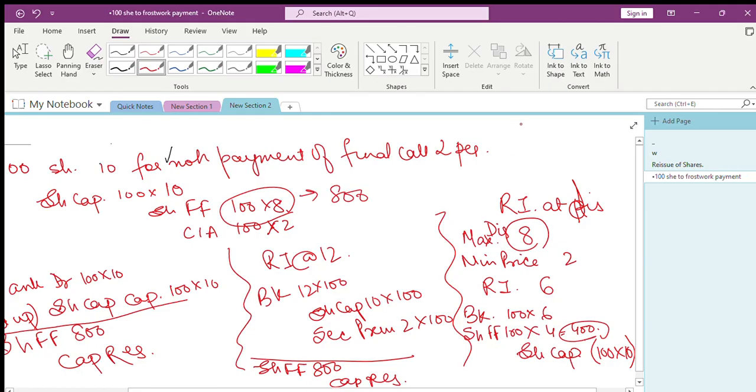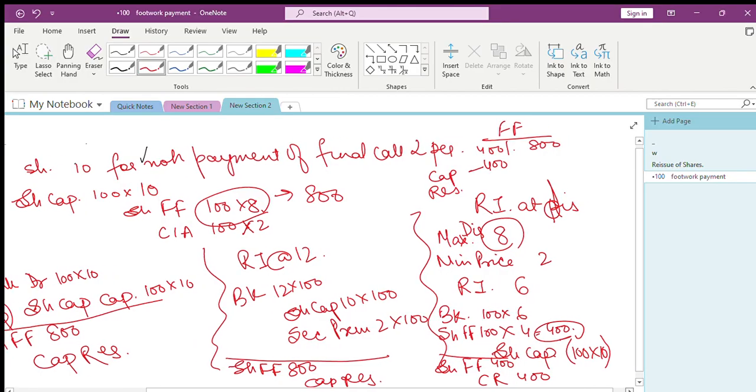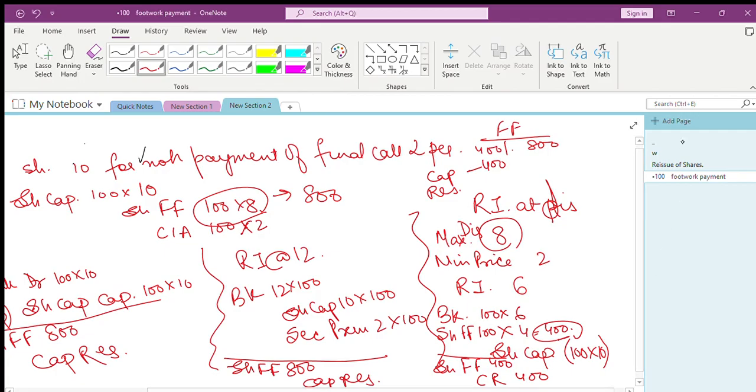Or if I make your forfeiture account, it is credited with 800, debited with 400. So the remaining 400 which is left goes to capital reserve. So the entry is share forfeiture to capital reserve 400, 400. That's the accounting treatment if it is fully called and fully paid.